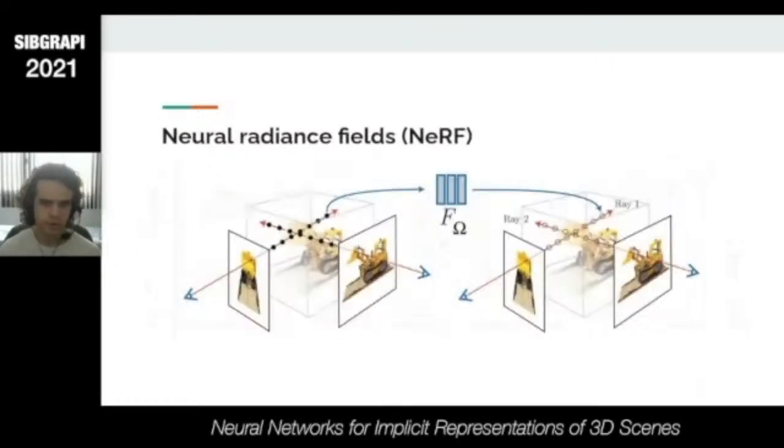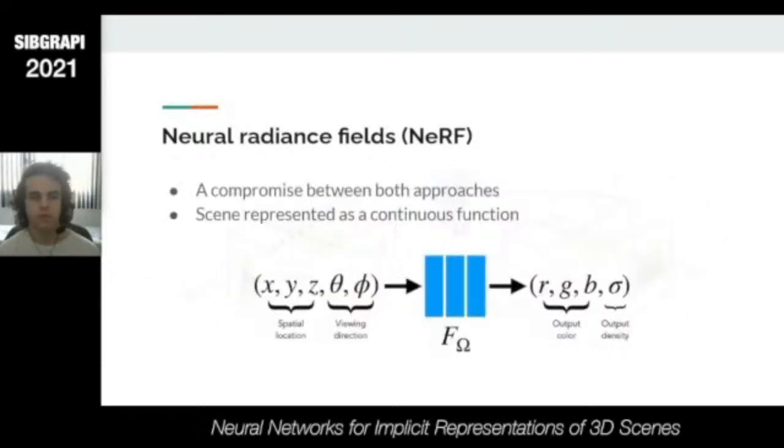So this is where neural radiance fields come in. Neural radiance fields can be thought of as a sort of compromise between these two approaches, in that it represents the scene volumetrically, but in a continuous way. So your representation of the scene becomes a function from R5 to R4.